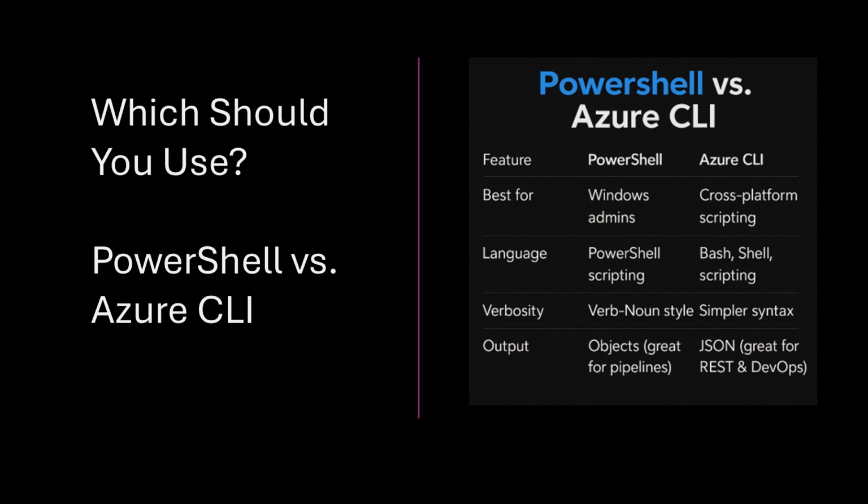Lastly, consider the output format. PowerShell returns objects, which are excellent when you need to pipe results into other commands or scripts. Azure CLI, by contrast, returns JSON, which works perfectly in DevOps workflows, REST APIs, and modern infrastructure as code tools.